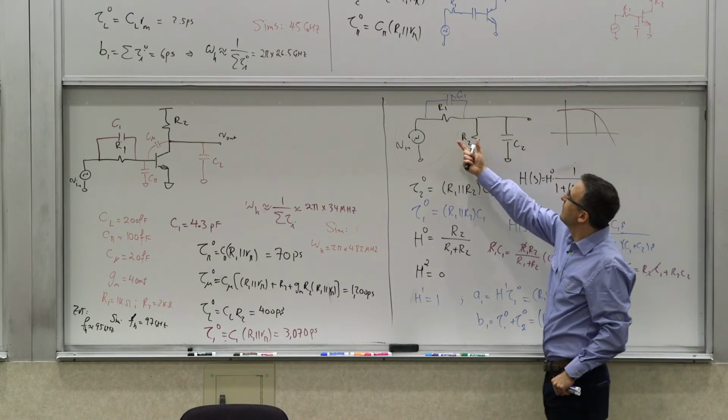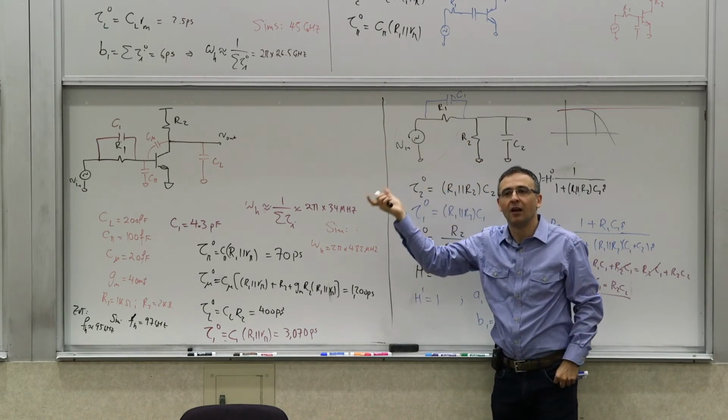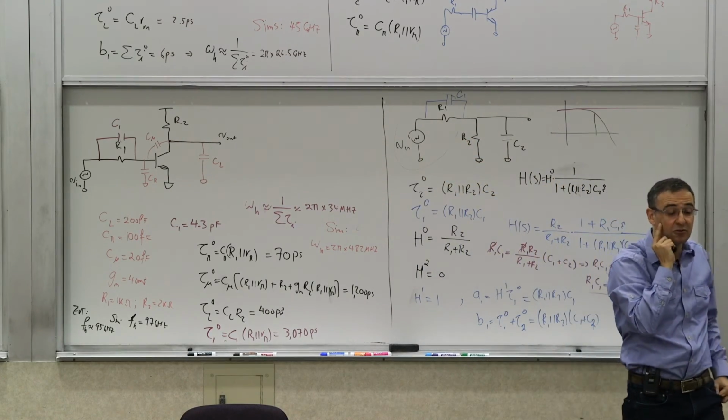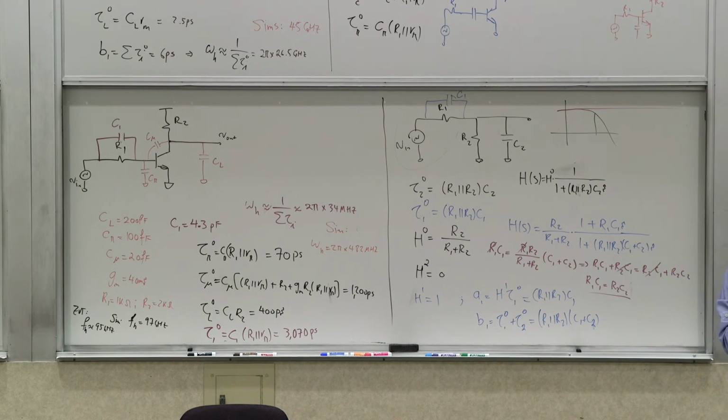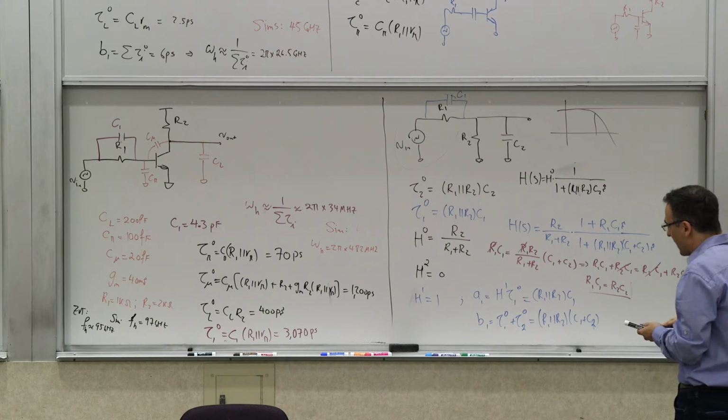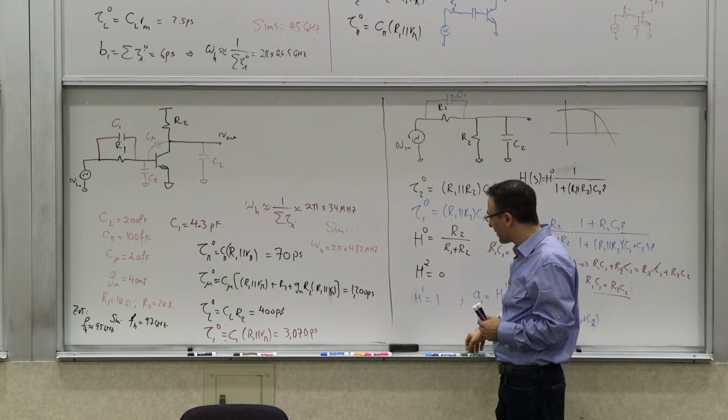Now, intuitively, what's happening? Why is it that if you pick these values right, the gain doesn't drop? The capacitors kind of go out of phase to cancel each other out. Kind of, yeah. I mean, there's one way to think about it. You could say they're going out of phase.